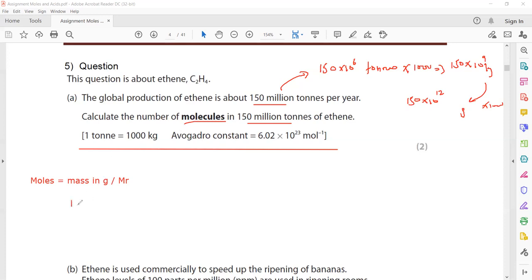So this is 150 into 10 to the power 12 grams divided by the molar mass of ethene. Carbon is 12 multiplied by 2, which makes 24, plus hydrogen is 1 multiplied by 4, so the total will be 28. So this will be divided by 28 to get the moles. So the moles will be 5.35 into 10 to the power 12.